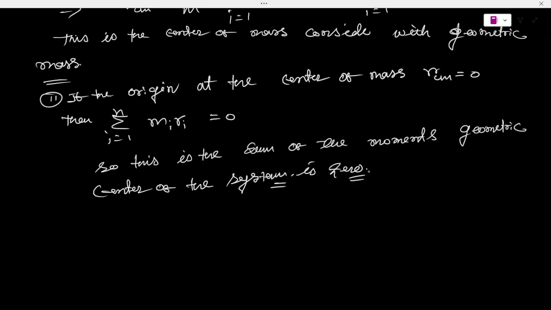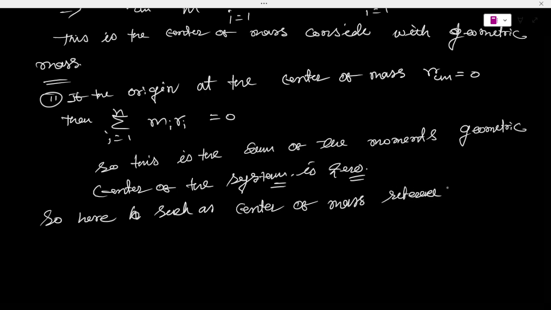So here I can say that center of mass is a reference frame. The center of mass reference frame is a reference frame attached with the center of mass of the system of particles, known as the center of mass C frame of reference.